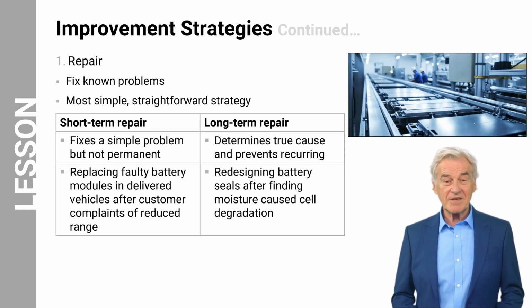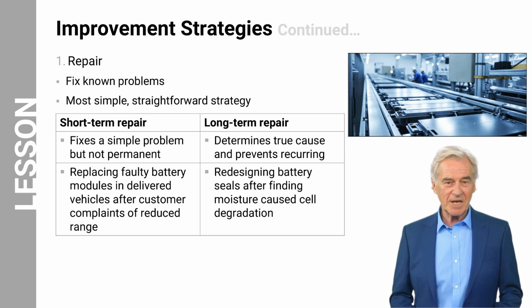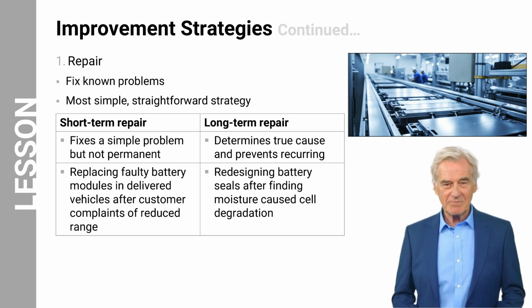The repair strategy is the simplest of the strategies. When something is broken or not functioning properly, actions must be taken to fix this problem so that the system functions as it was designed. Repairs can be short-term or long-term. Short-term repairs address immediate issues, like replacing faulty battery modules when customers report reduced range, but don't solve underlying problems. Long-term repairs target root causes, such as redesigning battery seals after discovering moisture-induced cell degradation, preventing the issue from recurring.